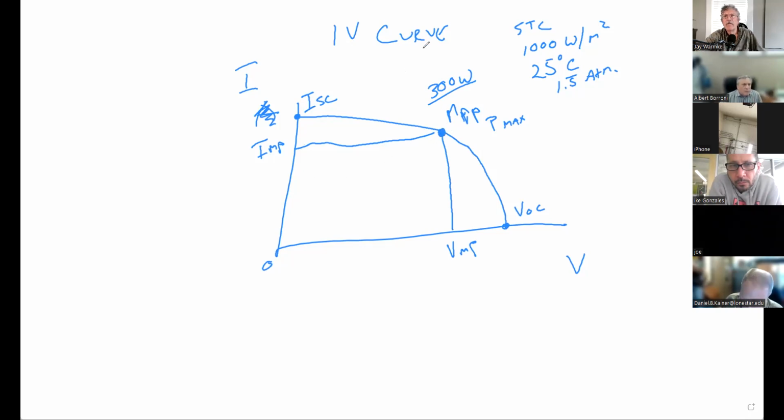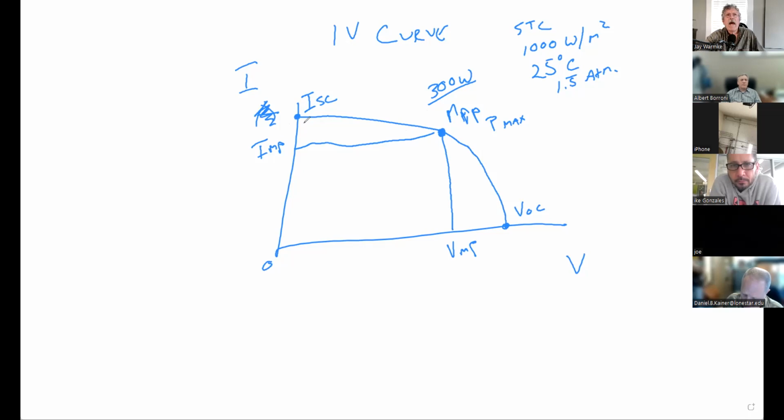So have I confused everybody? There's no way to determine these. They're simply given to you by the panel manufacturer. They've done the lab tests and they're giving you the ISC, the IMP, the Pmax or the maximum power point, the VMP and the VOC. So why do we care about these numbers?